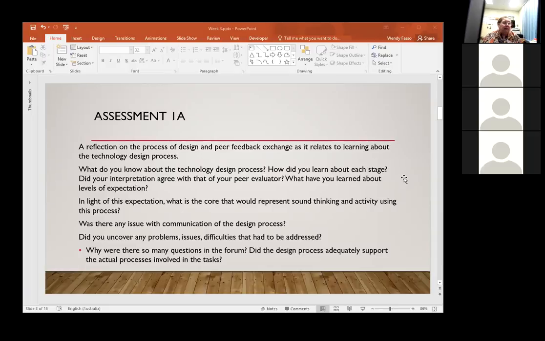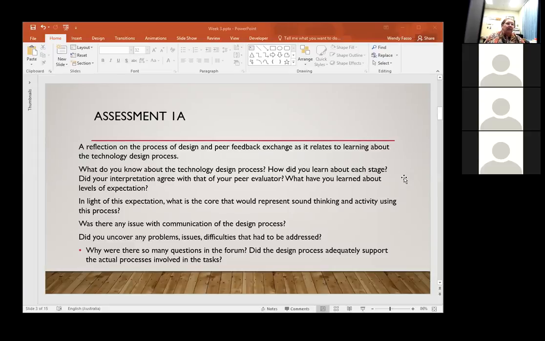So now we're going to move on to assessment 1, and remember there are 3 parts of assessment 1. The first one is the reflection on the design process that you've drawn from the design project that you've done and the peer feedback exchange. And remember, in that reflection, we are relating it to learning about the technology design process specifically. So yes, I know at times you're uncomfortable giving peer feedback, and I do appreciate that. That's something for you to think about when you go into your classroom, and it could be a critical question that you actually focus on for your second part of assessment 1.